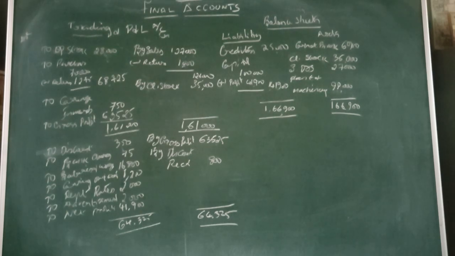Then, next one is debtors and creditors. Debtor should be in the balance sheet on the asset side, whereas creditor is a liability of the balance sheet. Okay, so accordingly we have to mention.